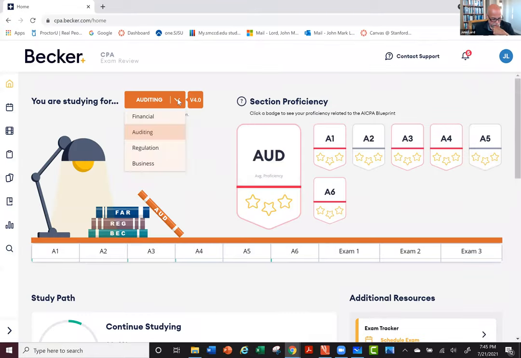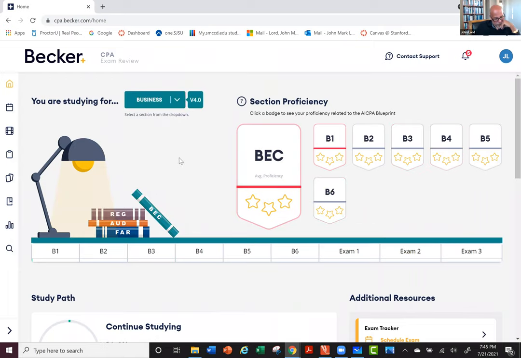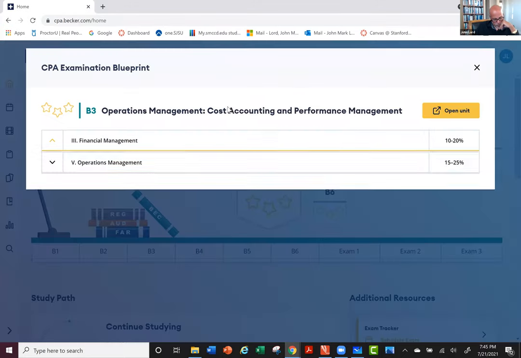I'm just going to, we could try it with the other parts, but let's just do BEC here. Okay, so let's say we're in module 3.